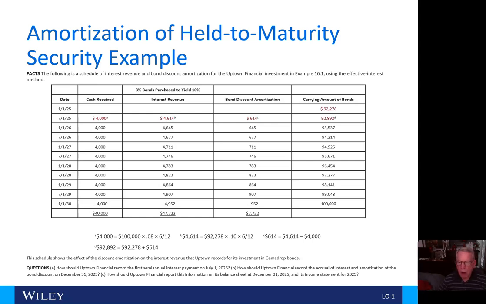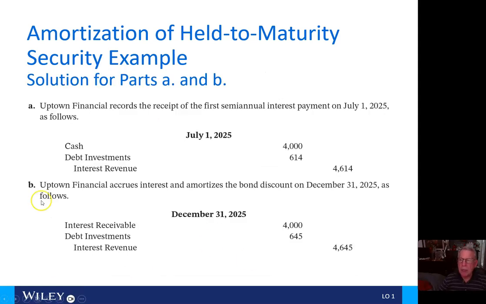All right, let's look at Alpha. How should they do the first semi-annual interest payment? And I think that's pretty straightforward. We're going to receive the cash for $4,000. That's what's written on the note. That's what we're going to get. Our debt investments are going to get reduced by $614.